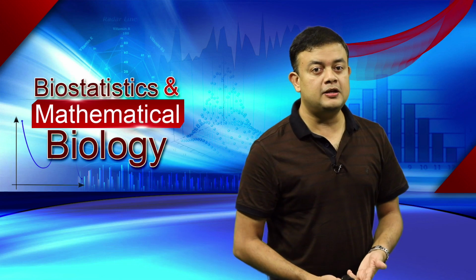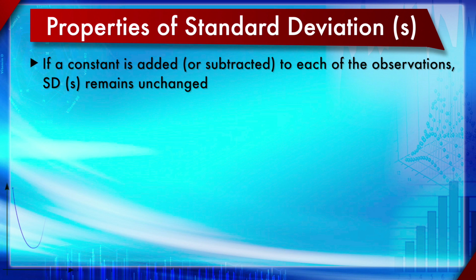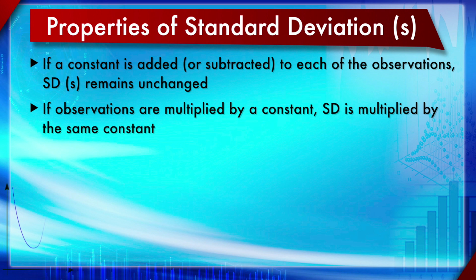So there are several properties of the standard deviation. If a constant is added or subtracted to each of the observations, then the standard deviation remains unchanged, because the scatter or the data variability remains unchanged by adding or subtracting. If the observations are multiplied by a constant, then what will happen to the standard deviation? The standard deviation also gets multiplied by the same constant.